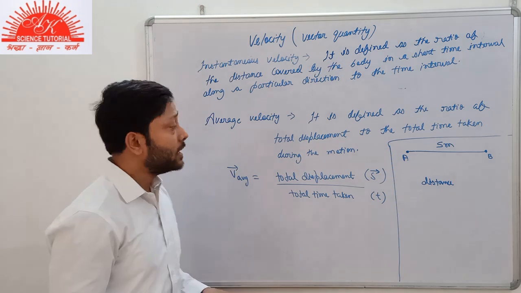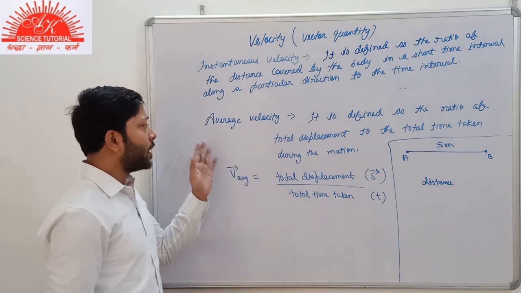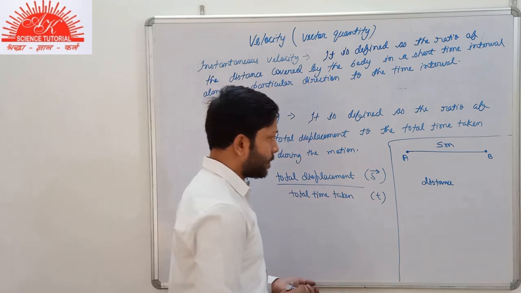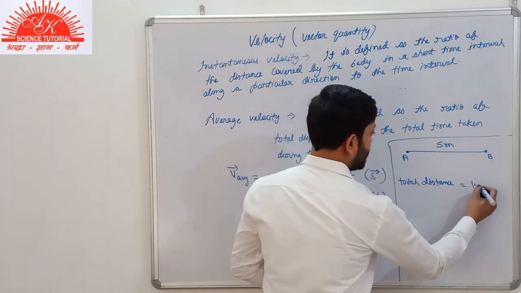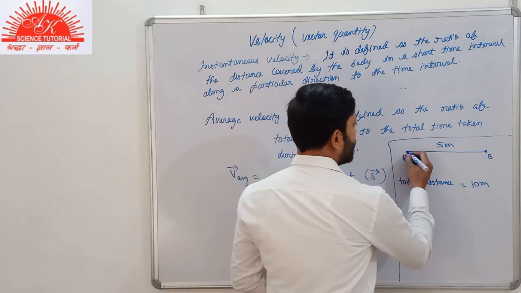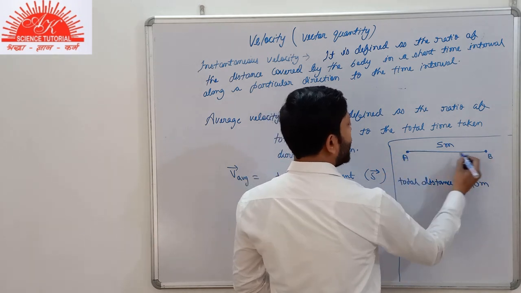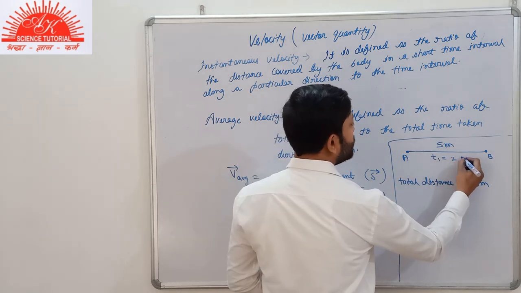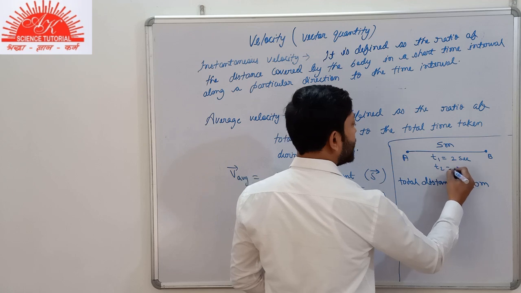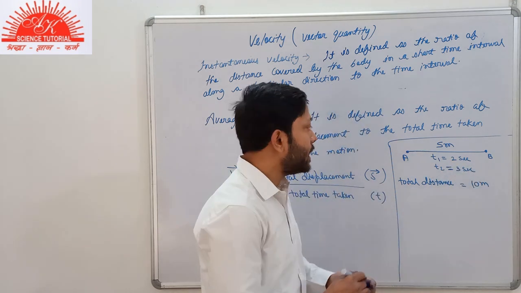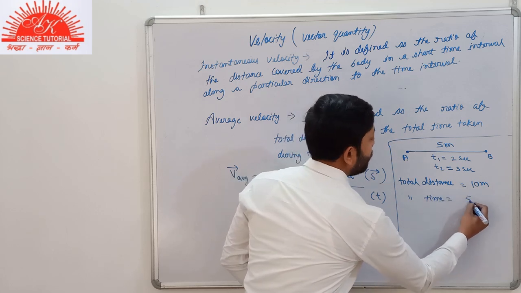I am giving you this example so that the concept of average speed and average velocity is clear, because in the numerical part you might be asked to find the average speed or average velocity. So look here. The total distance is from A to B 5 meters and again from B to A 5 meters, so the total distance traveled is 10 meters. Suppose while going from A to B the time was T1, which is 2 seconds, and when he returns from B to A, he takes T2, 3 seconds. So what is the total time taken? T1 plus T2, 2 seconds plus 3 seconds, so the total time is 5 seconds.